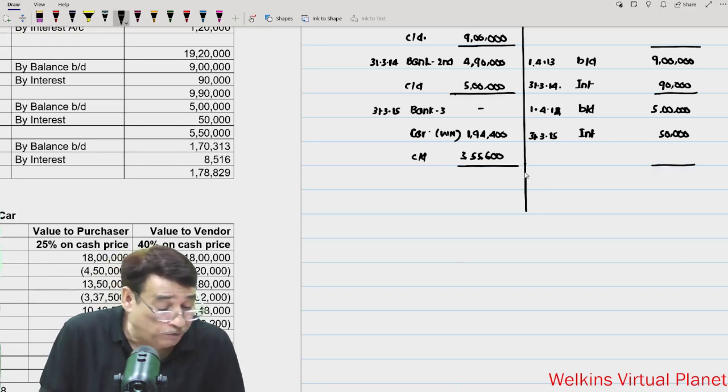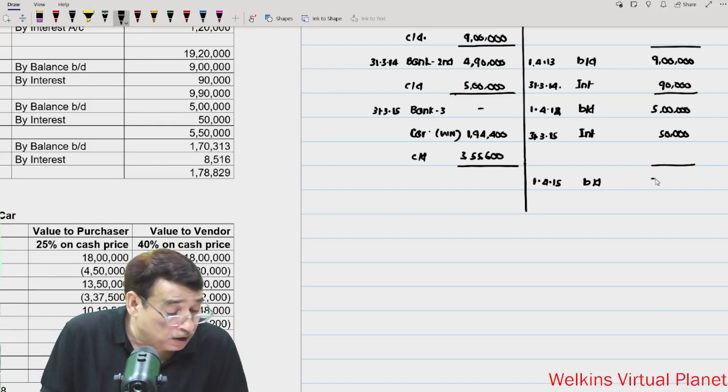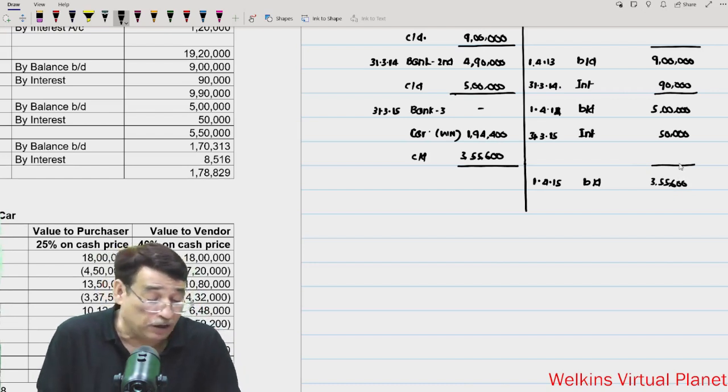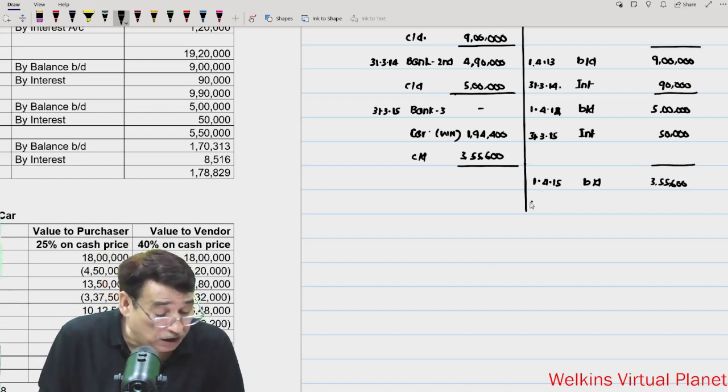Similar to the last one, first of all, you will write here 1-4-2015, balance brought down 3,55,600. Correct? 3,55,600.